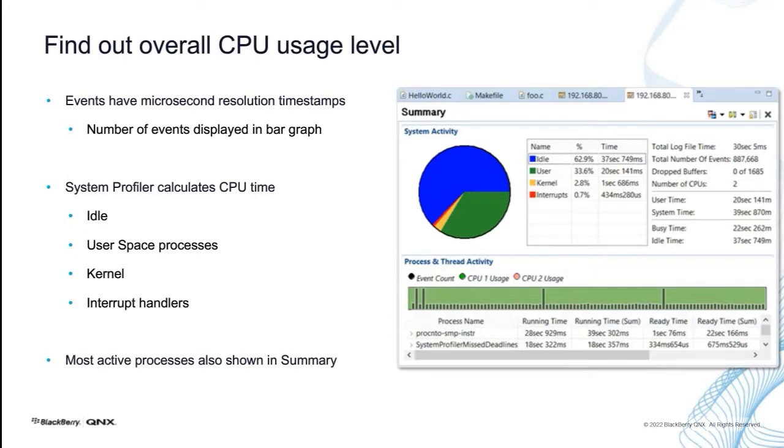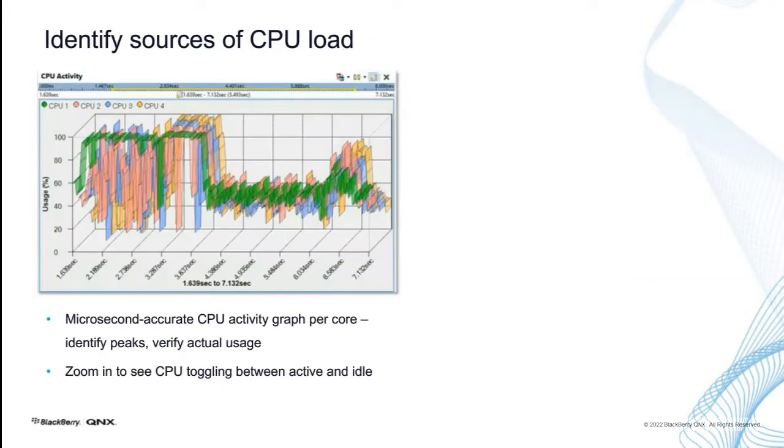Then interrupts can also be interesting. The red color is just interrupt handlers, so not threads scheduled because of an interrupt. Next, the CPU activity view. This shows you exactly how active our CPU cores actually were.